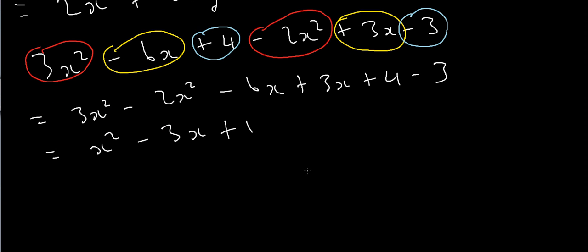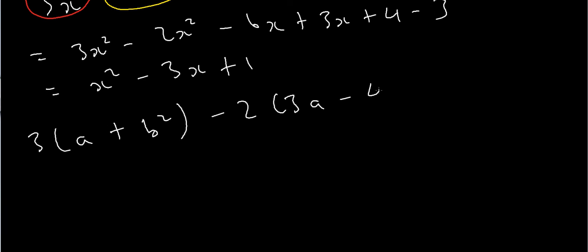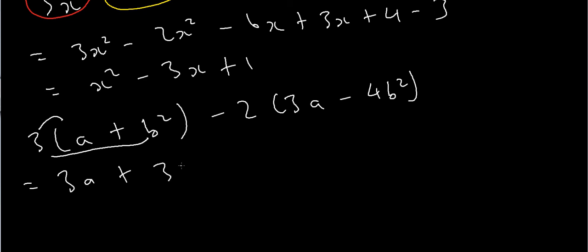Let's have a look at one final example. Let's try simplifying something a little bit more complicated. 3 times (a plus b squared) minus 2 times (3a minus 4b squared). So if we expand this, we're going to get 3a, remember expanding the brackets goes like this, so 3 times a plus 3 times b squared. So we've got plus 3 times b squared, which is 3b squared.